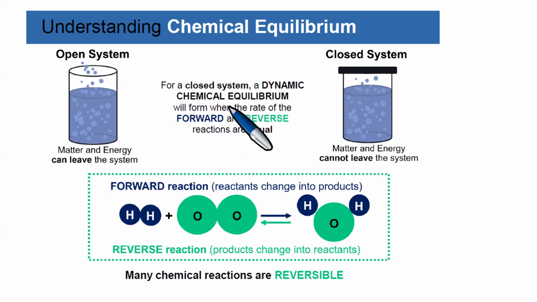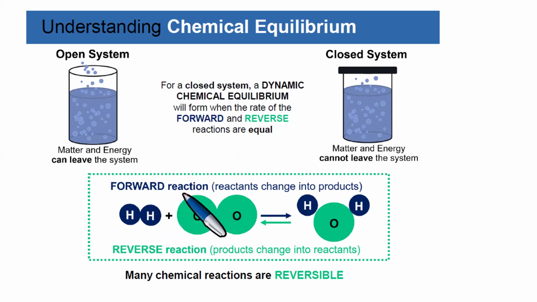Now, for a closed system, a dynamic chemical equilibrium will form when the rate of the forward and reverse reactions are equal. Okay, so this offers us an opportunity to define what we call a dynamic chemical equilibrium as that which forms when the rate of the forward and reverse reactions are equal.